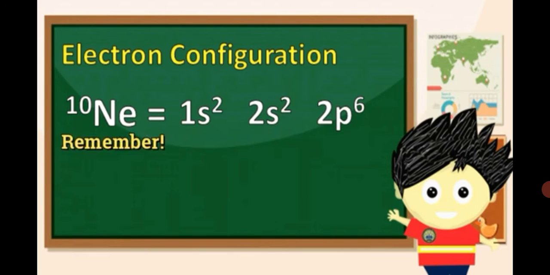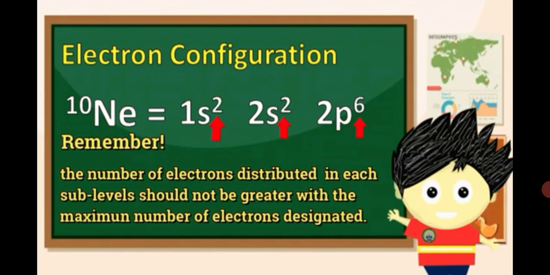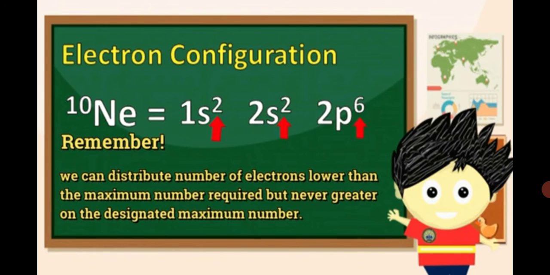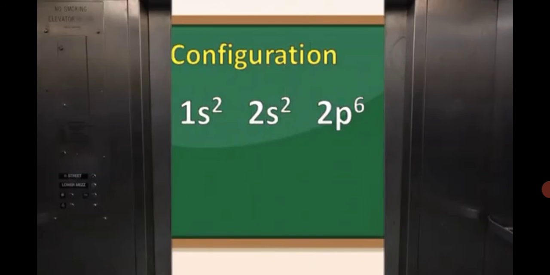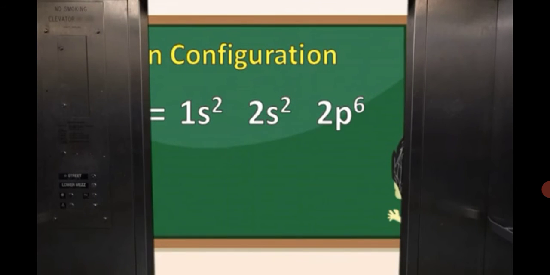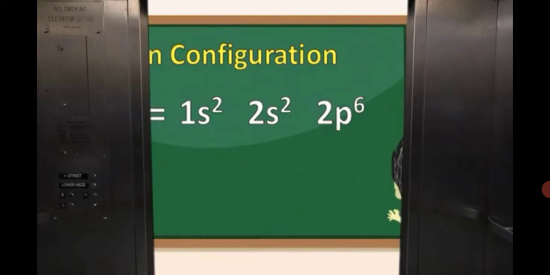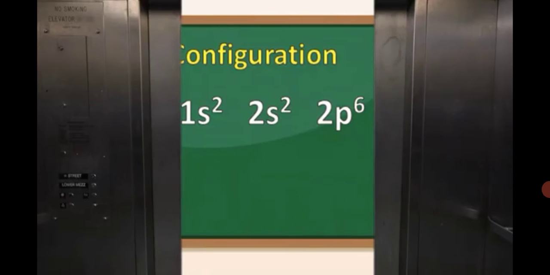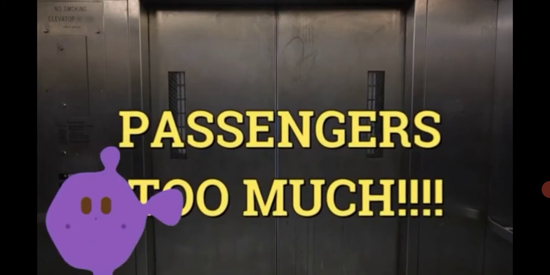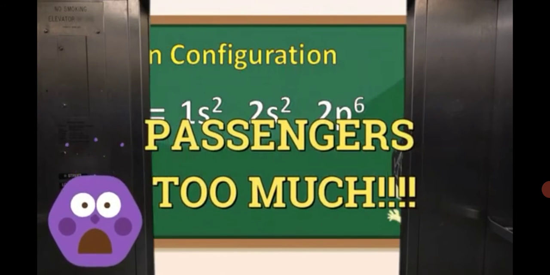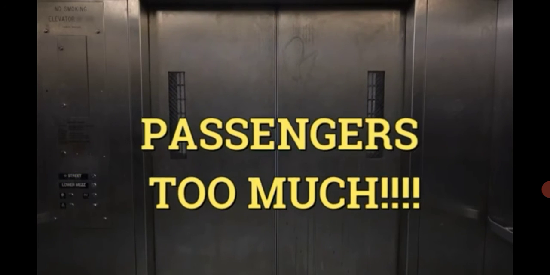Tulad ng ating nabanggit, hindi dapat lalagpas sa maximum number ang distribution of electrons sa bawat sublevel. Maaari tayong maglagay ng mas mababang bilang, ngunit hindi dapat ito lalagpas sa maximum number of electrons. I-relate na lang natin kapag tayo ay sasakay sa isang elevator. Alam naman natin na ang isang elevator ay merong maximum capacity of passenger lamang. Kapag na-meet na ng elevator ang kanyang maximum capacity at halimbawa na sa isang sitwasyon ay may dumagdag pa o lumagpas na ito sa bilang ng kaya lamang nitong isakay, hindi ito gagalaw o hindi ito aandar patungo sa iba't ibang floors ng building.